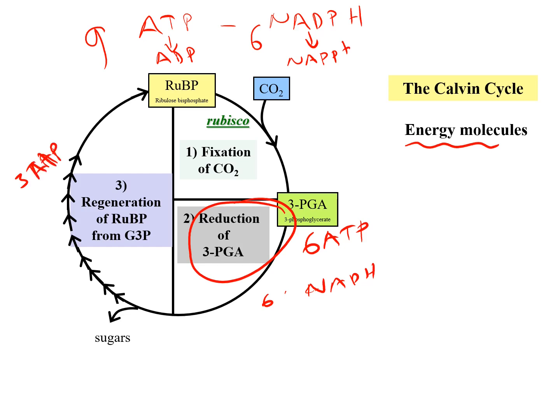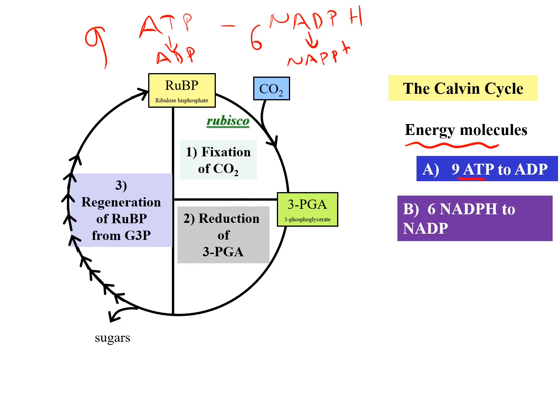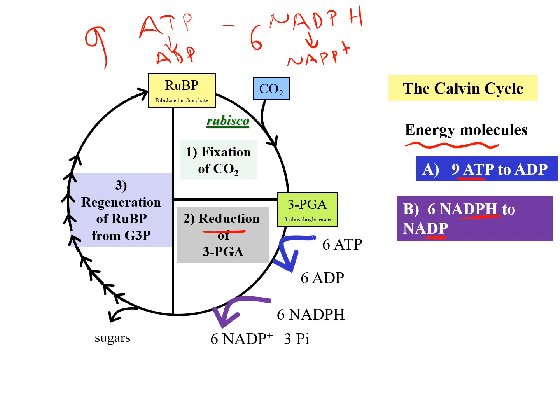So let's summarize what I just told you. You will require 9 molecules of ATP and 6 molecules of NADPH, and they will be spent in the beginning in the reduction of the 3-PGA molecule. So 6 ATPs will turn into ADP, and in a similar way the NADPH will turn into NADP plus, and later in the regeneration of the rubisco you also spend 3 molecules of ATP.